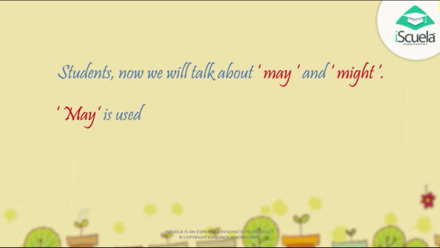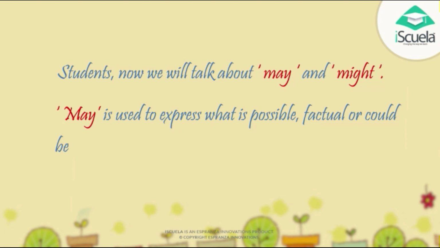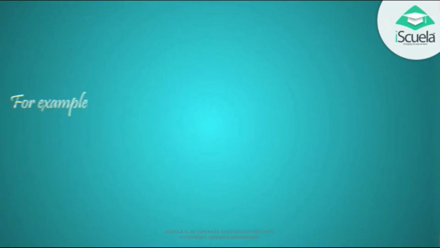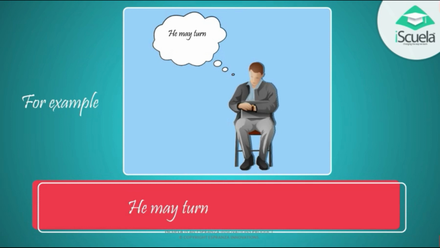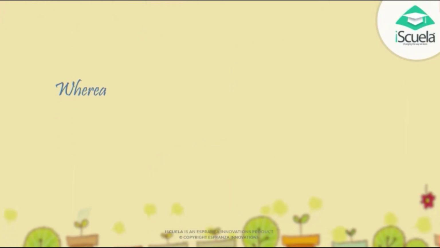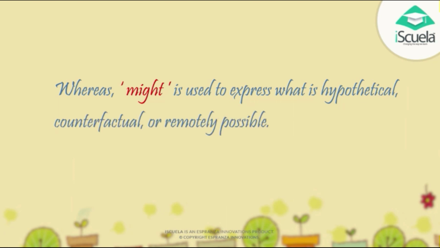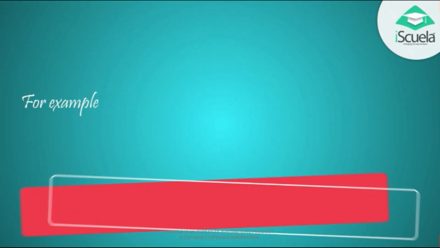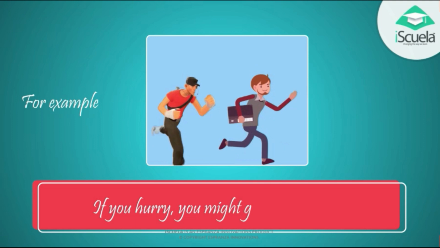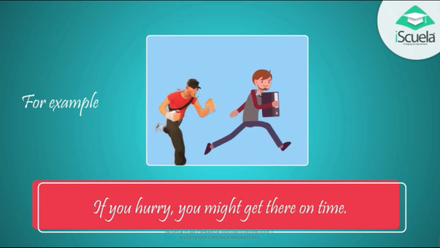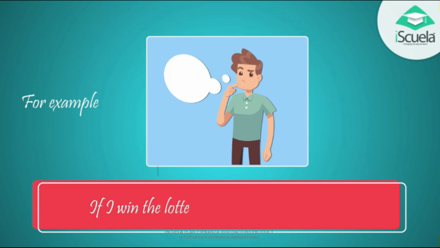May is used to express what is possible, factual, or could be factual. For example, he may turn up any moment, whereas might is used to express what is hypothetical, counterfactual, or remotely possible. For example, if you hurry, you might get there on time. If I win the lottery, I might buy a Ferrari.